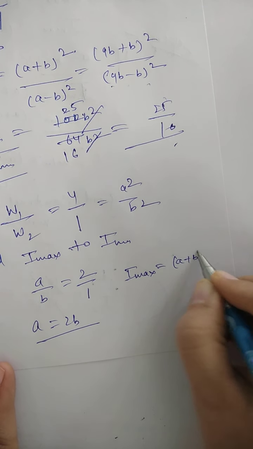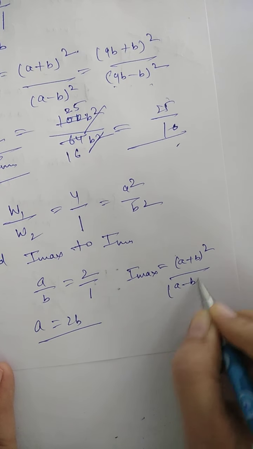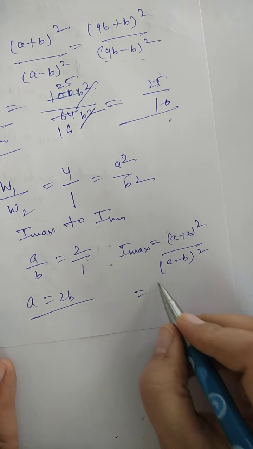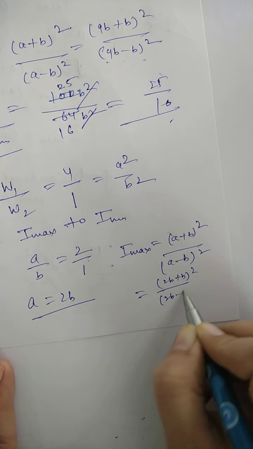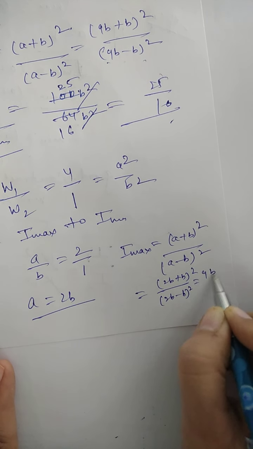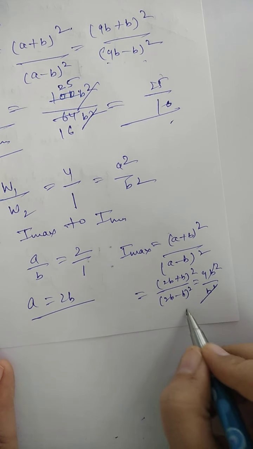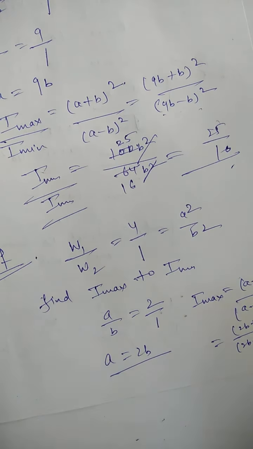Right? तो I maximum is A plus B whole square और I minima is A minus B whole square. कितना आ जाएगा ये? This is 2B plus B whole square. This is 2B minus B whole square. This is 9B square and this is B square. It is 9:1. Is it clear, student? Okay. Tomorrow we will discuss about the fringe width expression.